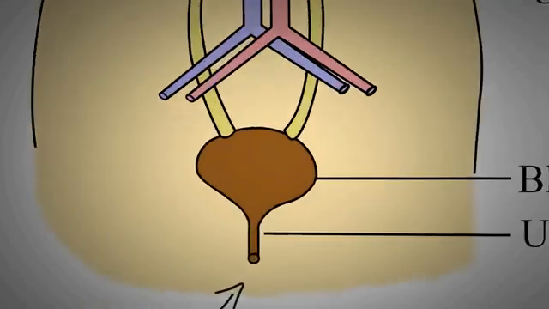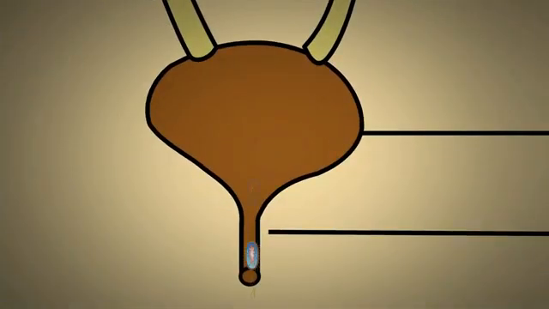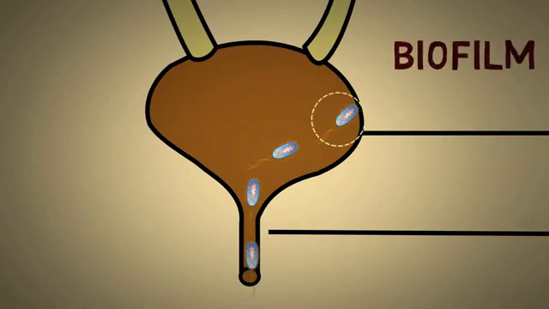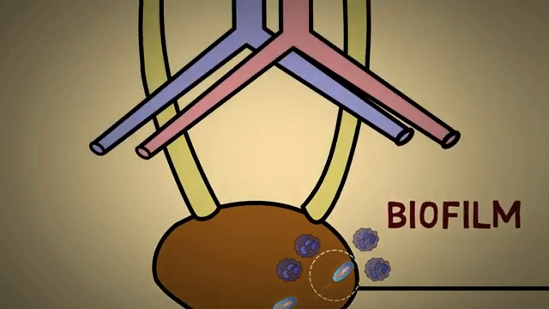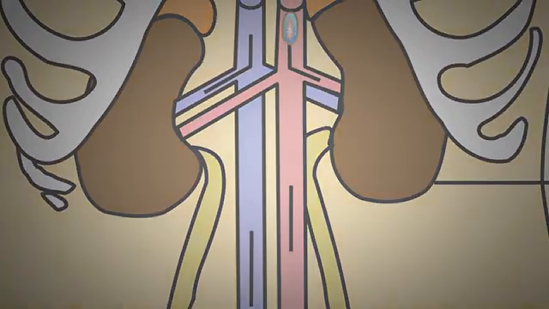The bacteria enter the bladder via the urethra. After gaining entry into the bladder, E. coli are able to attach to the bladder wall and form a biofilm that resists the body's immune response. However, infections can also occur through the blood.